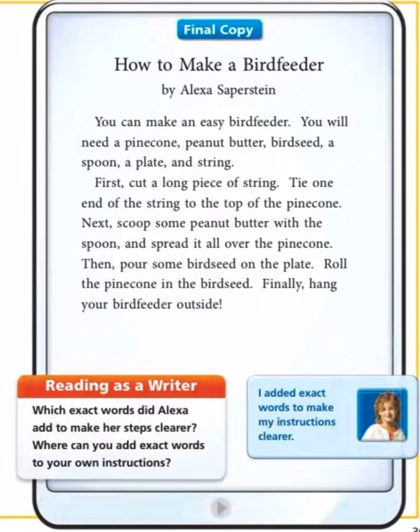Reading as a writer. Which exact words did Alexa add to make her steps clearer? Where can you add exact words to your own instructions? I added exact words to make my instructions clearer.